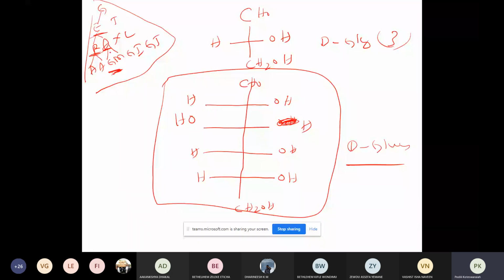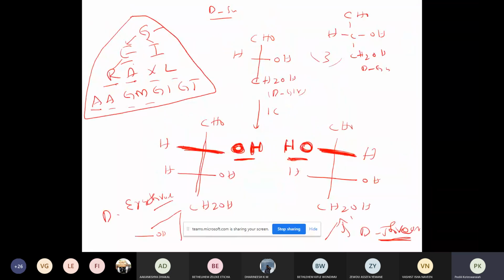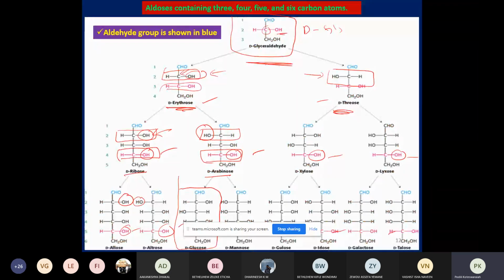In the same way, from threose to xylose and lyxose, from xylose to gulose and idose, from lyxose to galactose and talose. So this you need to remember, then only you will be able to write the structure of any sugar. You need not memorize the structure of all these sugars if you remember only the structure of D-glyceraldehyde.